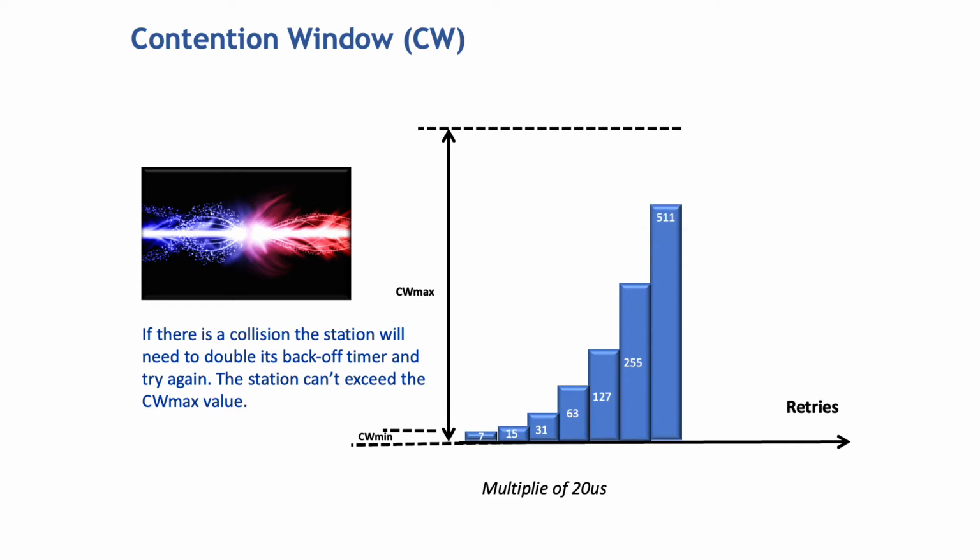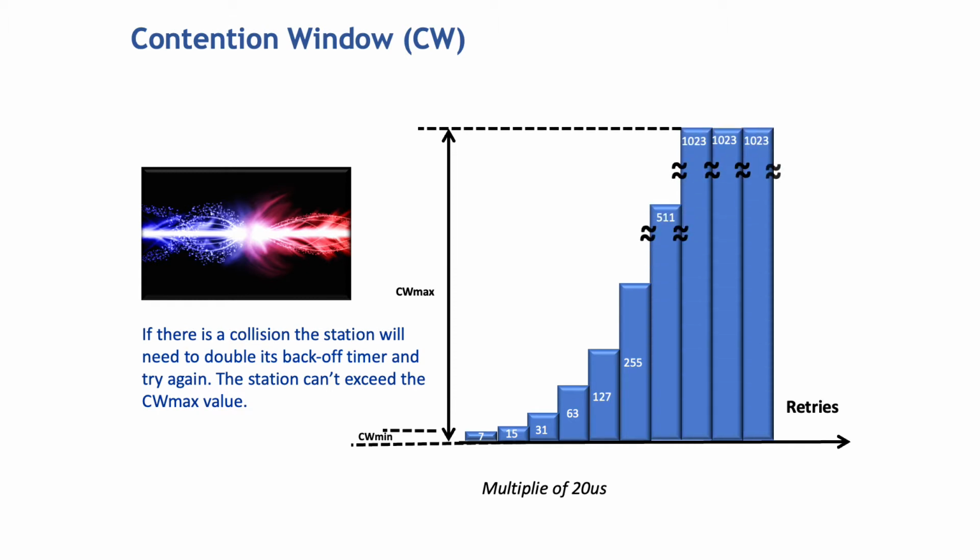Now, it is still possible that collisions will occur even using Carrier Sense multiple access collision avoidance techniques. The back-off timer, which we referred to, is technically known as the contention window. And the contention window timer has a range of values, for example, going from 7 to 1023. So if there is a collision, the station will need to double its back-off timer and try again. The station can keep doubling the value of the contention window timer, but it can't exceed the contention window maximum value. Once it's reached the maximum value, it'll just continue to retry. Each one of these values is typically multiplied by 20 microseconds to actually give you the time.